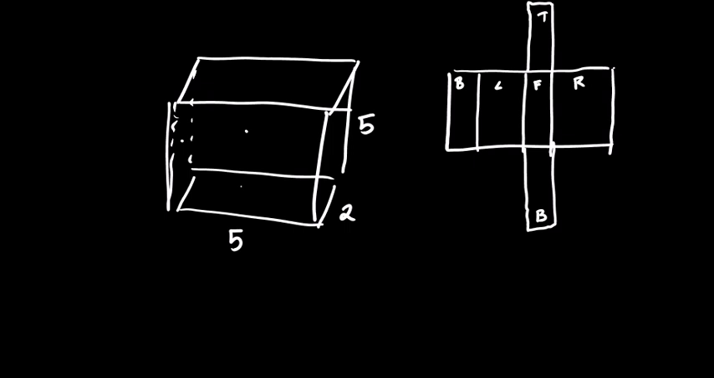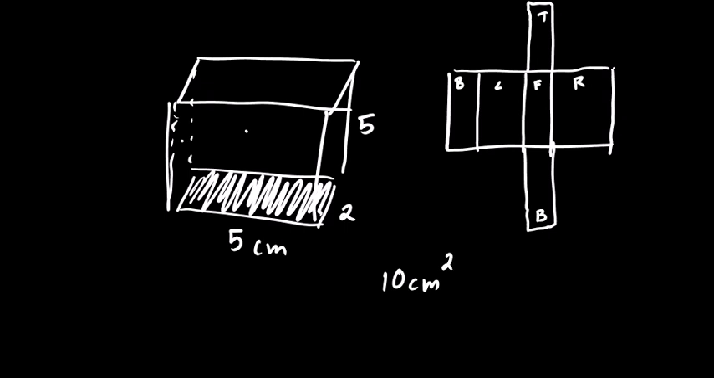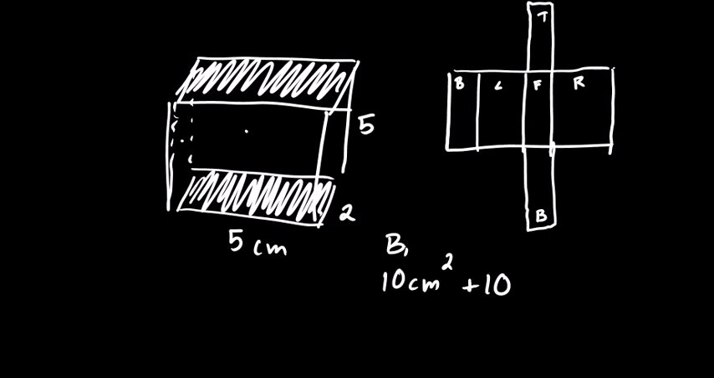Top and bottom base. Alright, so let's figure out. The surface area is just adding up all of the areas. So looking at the bottom base, it is 2 by 5, so that means it is 10, let's go with centimeters squared. That is what your base 1 is. It just so happens that the top base is going to be the exact same, so I can go ahead and add another 10.